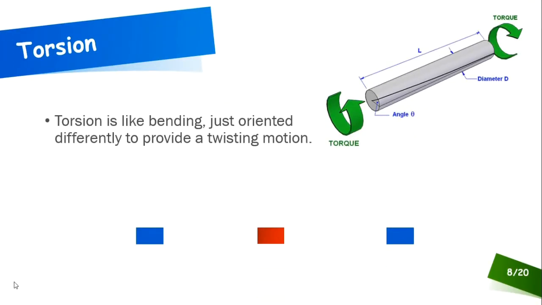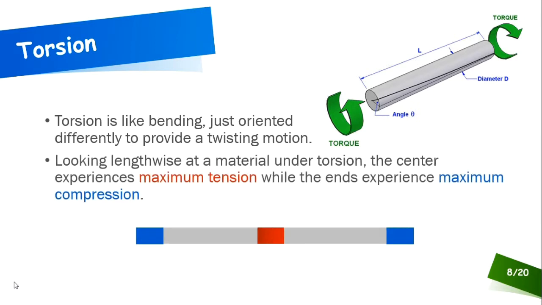And finally we have torsion. Torsion is just like bending, but we're orienting it in a different motion. So if we look at, say, a bar that we're twisting in opposite directions on each end, and we look at it from the side view here, now we've got maximum tension being experienced in the middle of the bar, and then maximum compression on the opposite ends of the bar. So this is the same thing we see in bending, just oriented a little differently. And of course, halfway in between the tension and compression zones, you've got zero force. So you've got two places here in the bar where you've got zero force acting on the material.